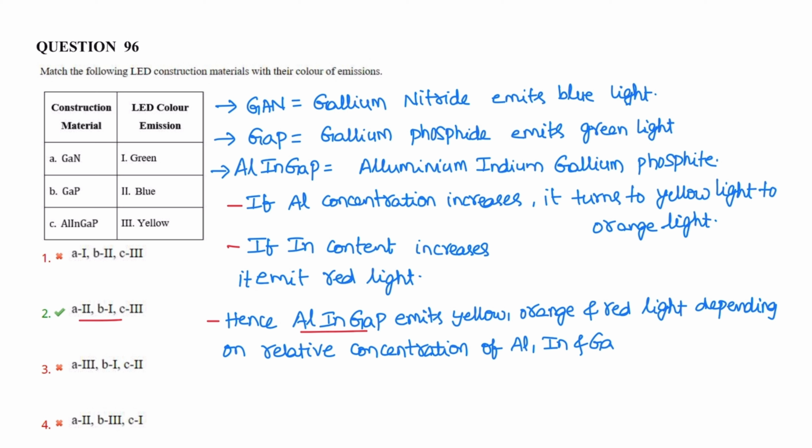So gallium nitride is blue light. Gallium phosphide is green light. For option 3, aluminum indium gallium phosphide emits yellow light depending upon the relative concentration of aluminum, indium, and gallium.